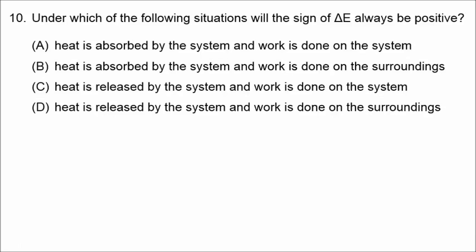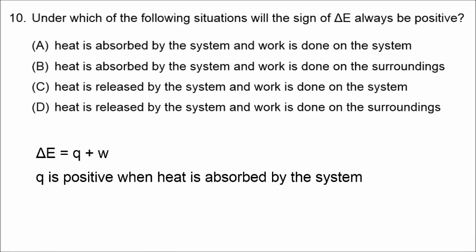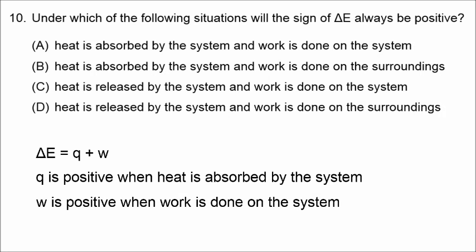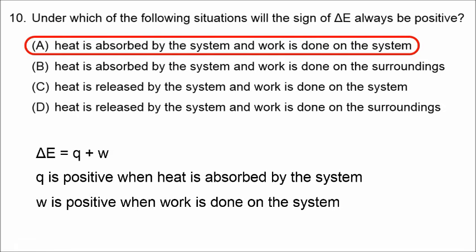In number 10, we have the same equation where delta E equals Q plus W. We're looking for conditions in which the sign of delta E will always be positive. So for Q to be positive, the heat must be absorbed by the system. For W to be positive, work must be done on the system. So the correct answer to number 10 is A.